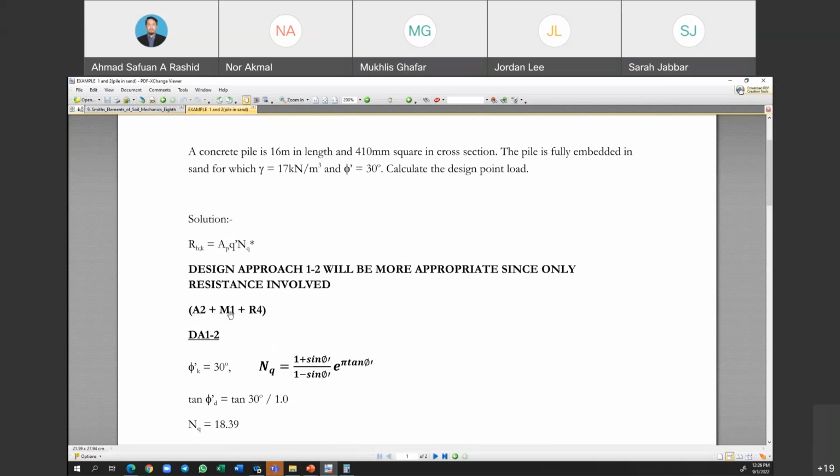M1, sorry, actually this should be M2 not M1. R4, okay R4. So this should be M2 not M1 because we are using the approach, the combination number 2, okay, so A2, M2, R4. Okay, so Prof Ramli just uses the approach number 2, combination number 2, straightforward.